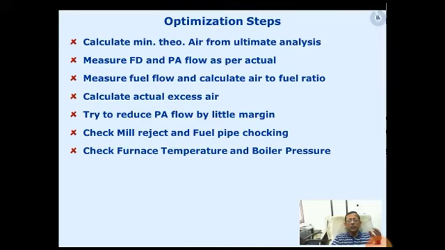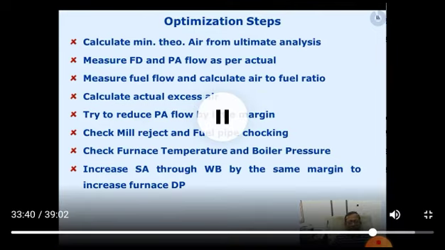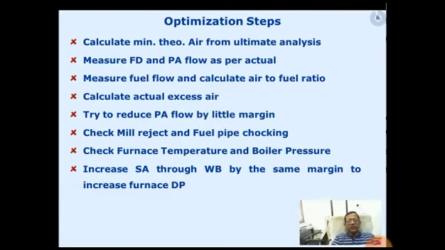So what we do, whatever PA we have reduced, we increase the SA by the same margin, right? And the furnace DP, furnace to wind box DP, is going to increase by that. So we are targeting an increase of turbulence. Now whenever we are changing the PA, this is the time to also have the proper fuel particle size, right?